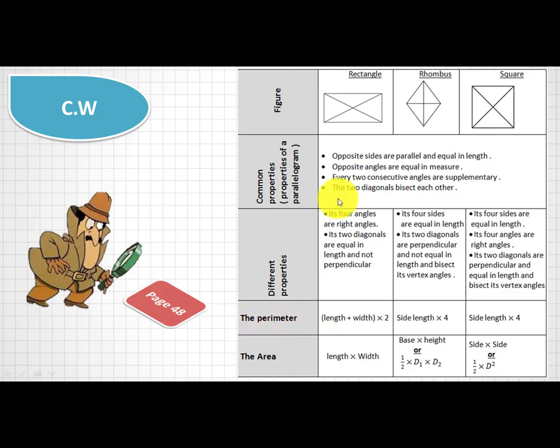Now the perimeter for rectangle equals length plus width, total times 2, and the rhombus side length times 4, and the square also side length times 4. If you want to find area, for rectangle it equals length times width, and the rhombus equals base times height, or half times diagonal 1 times diagonal 2. And the area for square equals side times side, or side power 2, or half times diagonal power 2. Clear middle one?